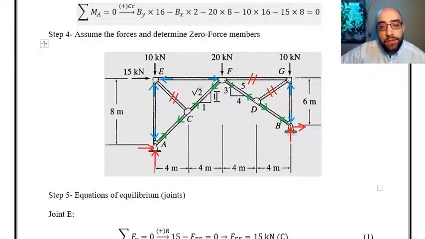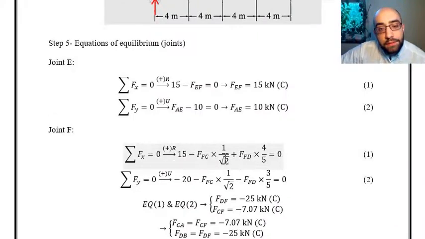The first equation is summation of forces in X. For that, we can say the force in member EF, which was 15 kilonewton, that should be positive because it is to the right, minus the horizontal component of the force in member FC, and plus the horizontal component of the force in member FD should be equal to 0. I considered negative for this one because the horizontal component of this force is to the left. I consider positive for FD because the horizontal component of this force is to the right, and that is positive. These are mentioned over here.